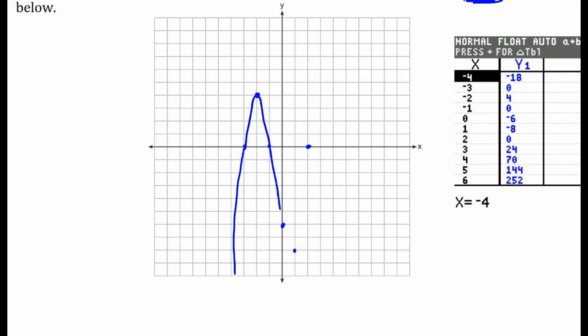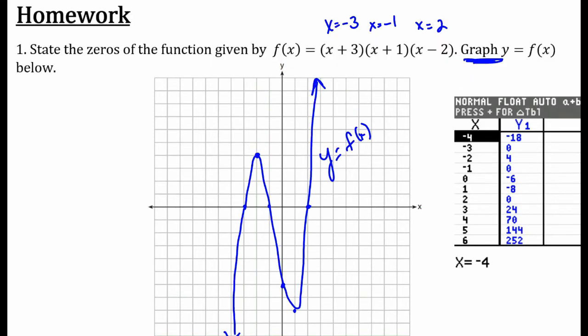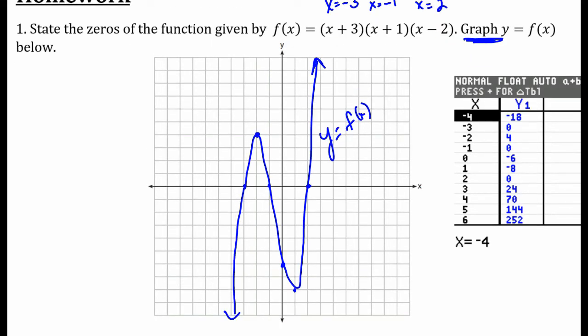So the function is doing something like this. This is a pretty good graph of y equals f of x. We have that end behavior displayed of what's happening at each end, and I have those zeros clearly highlighted. It's clearly not a perfect graph because I can't plot every single point, but it gets that overall shape of the function.